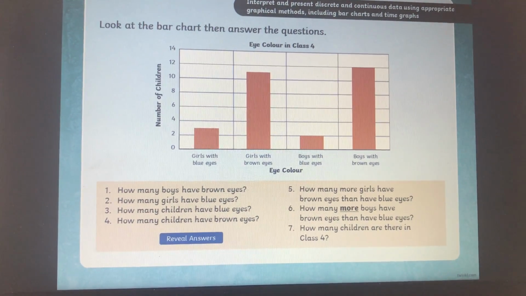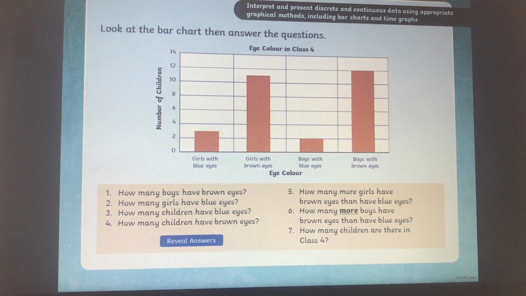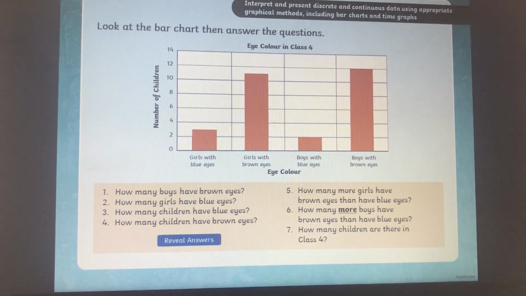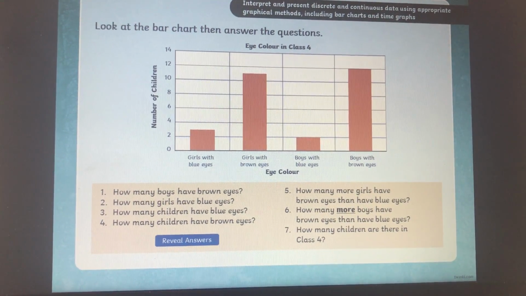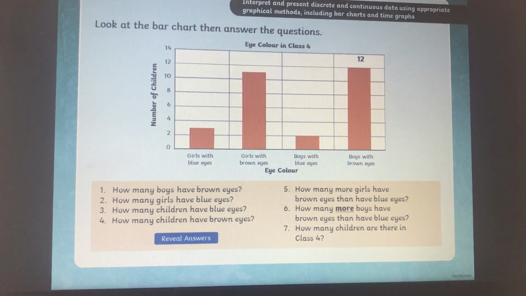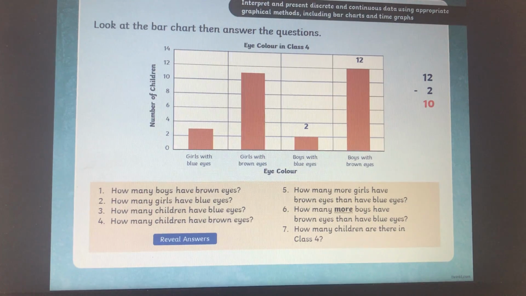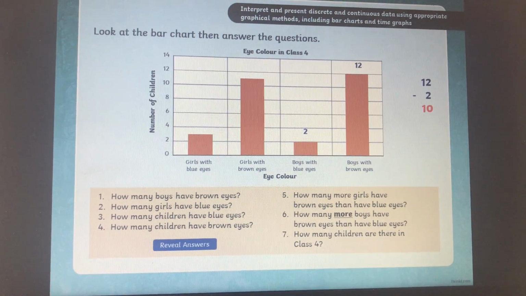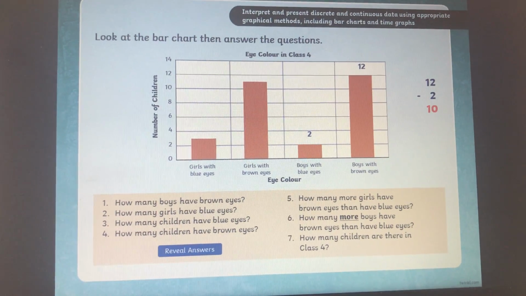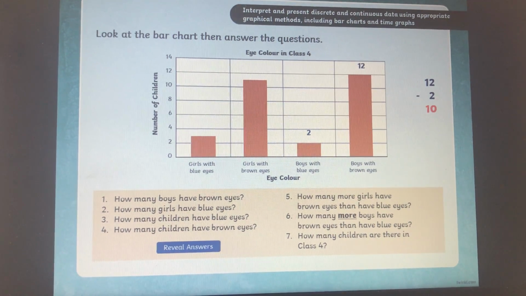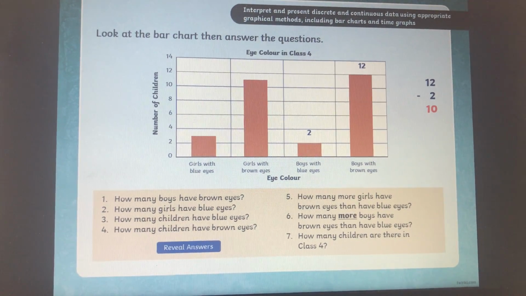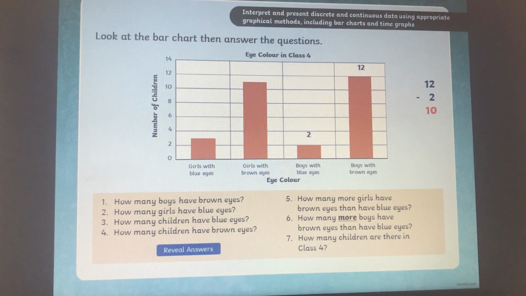This time the question is, how many more boys have brown eyes than have blue eyes? So we're going to use the same strategy. Boys with brown eyes is 12, boys with blue eyes is 2. 12 take 2 is 10. So 10 more boys have brown eyes than blue eyes.